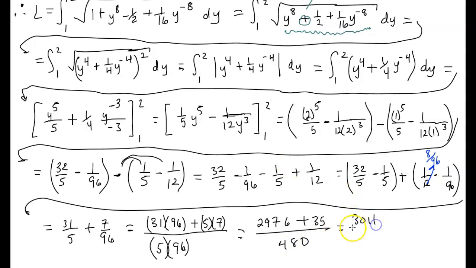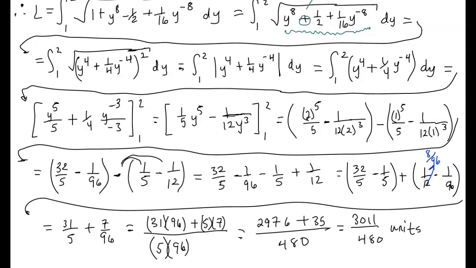It ends up being 3,011 over 480. And if you try to reduce that fraction, you'll see that you can't. So that ends up being your final answer. And of course, we will just put units here at the end because this is a length. We were not given that it was in feet or centimeters or anything like that, but we do want to recognize that the answer we're finding is some unit of length.